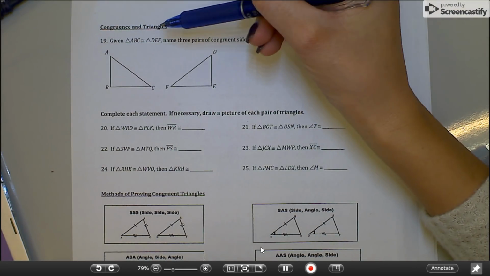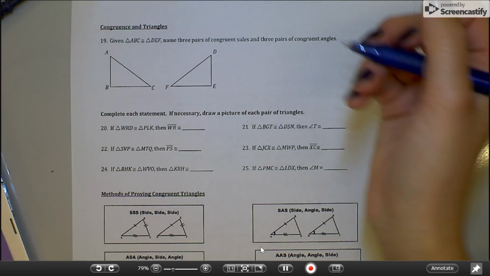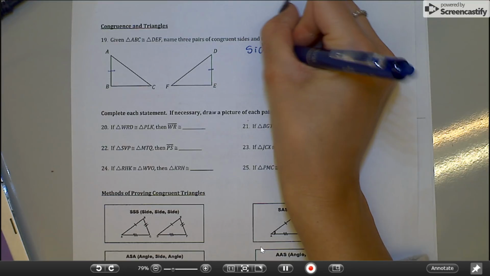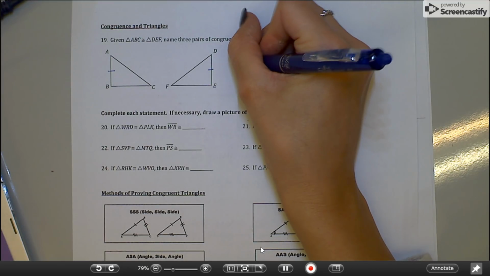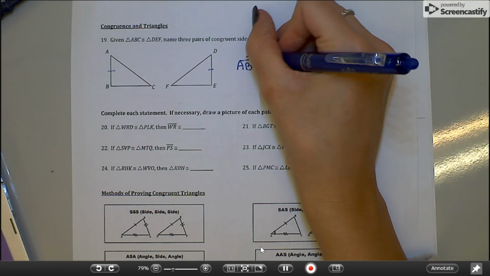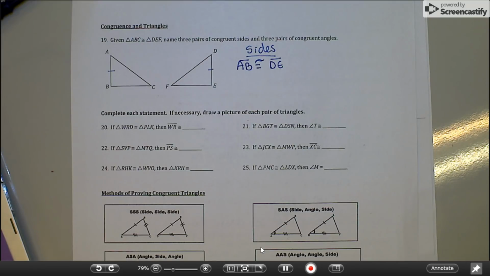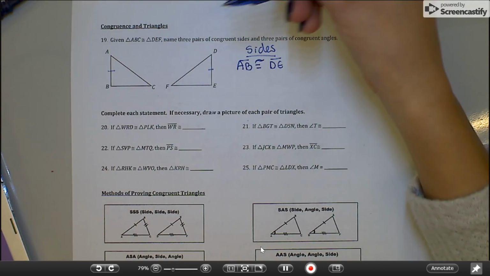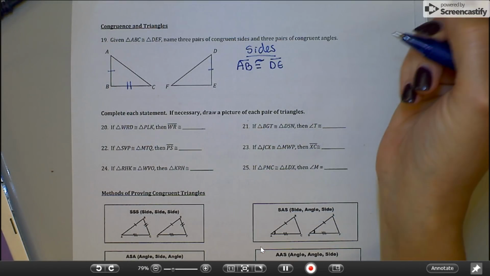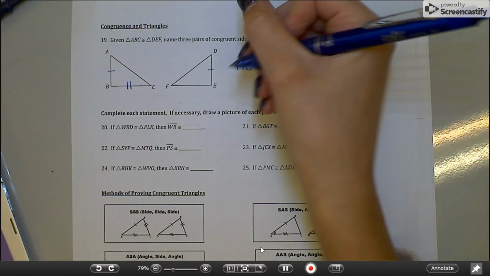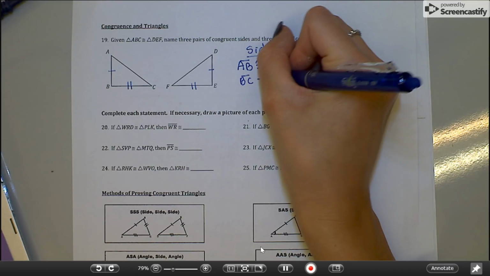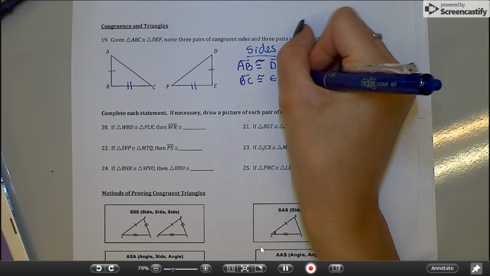AB would correspond to DE. So those 2 sides, AB and DE, are congruent. So if we're talking about sides, we could write that AB is congruent to DE. Then we can say BC, the second and third letters, are congruent to EF. So BC, I'm going to use 2 tick marks to differentiate it, is congruent to EF. And I would write it as BC congruent to EF.